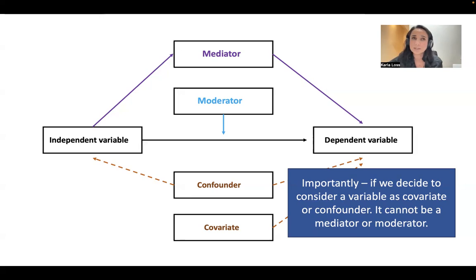One recommendation regarding covariate adjustment is that sometimes you should adjust for covariate because you reduce variability of your model and increase precision. But anyway, we can discuss this in another lecture. But importantly, if we consider a variable as covariate or confounder, it cannot be a mediator or moderator. Meaning that if we consider something as confounder and covariate, we can include it in our model to adjust for it, but a moderator and a mediator should be treated differently in the model.